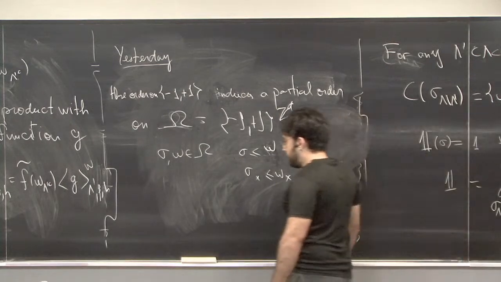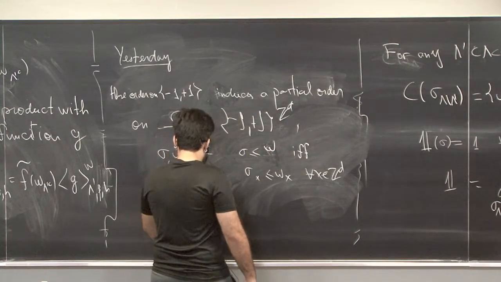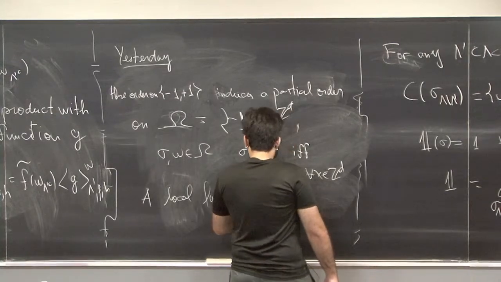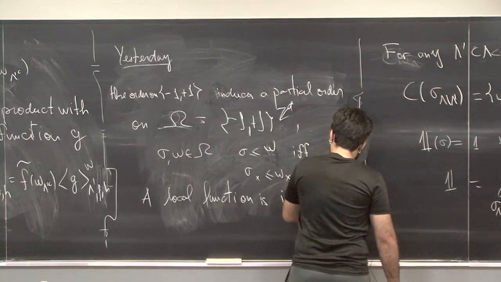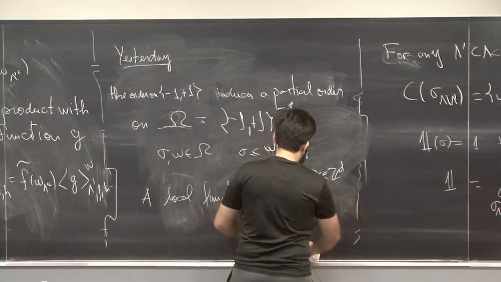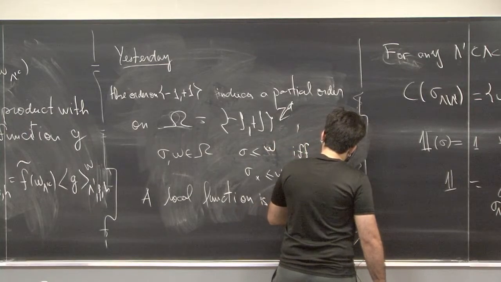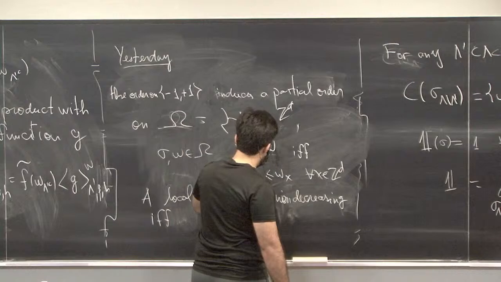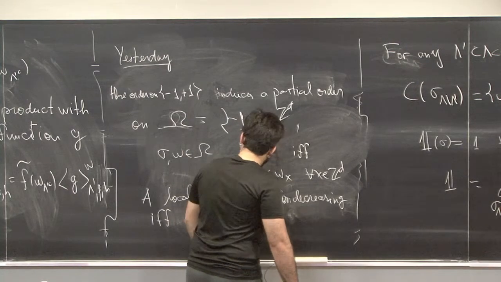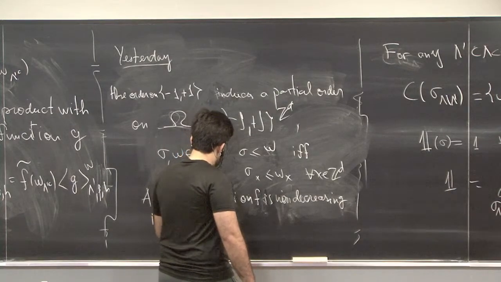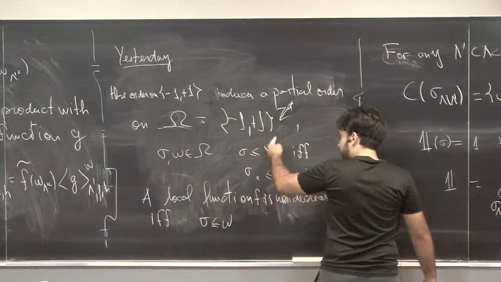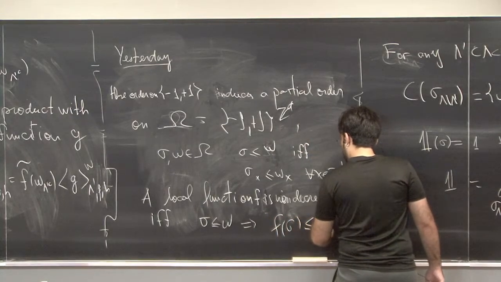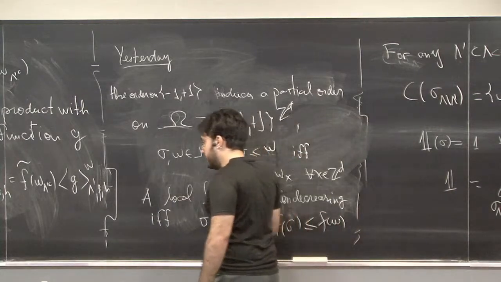So a function is increasing, or non-decreasing. A local function f is non-decreasing if and only if every time I have two configurations, one larger than the other with respect to this order that I just introduced, then f calculated at the configuration sigma is at most f calculated at omega. Okay?